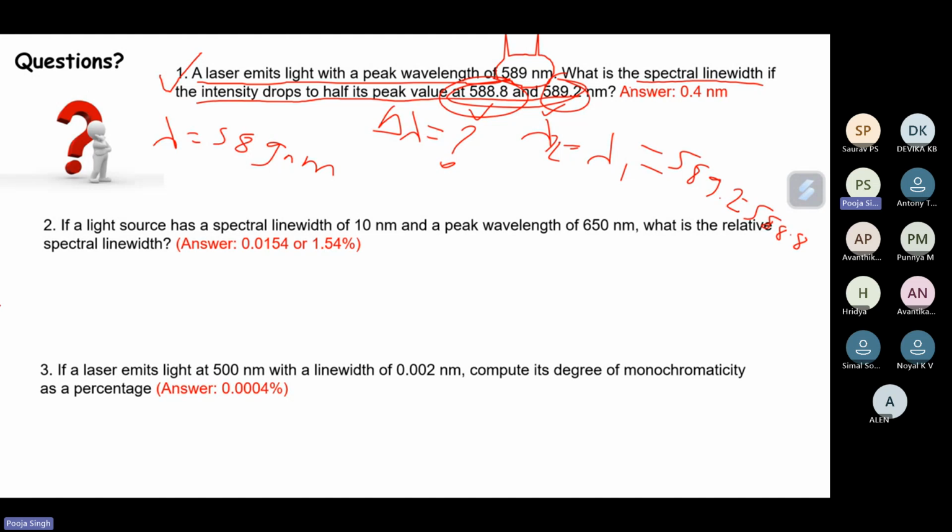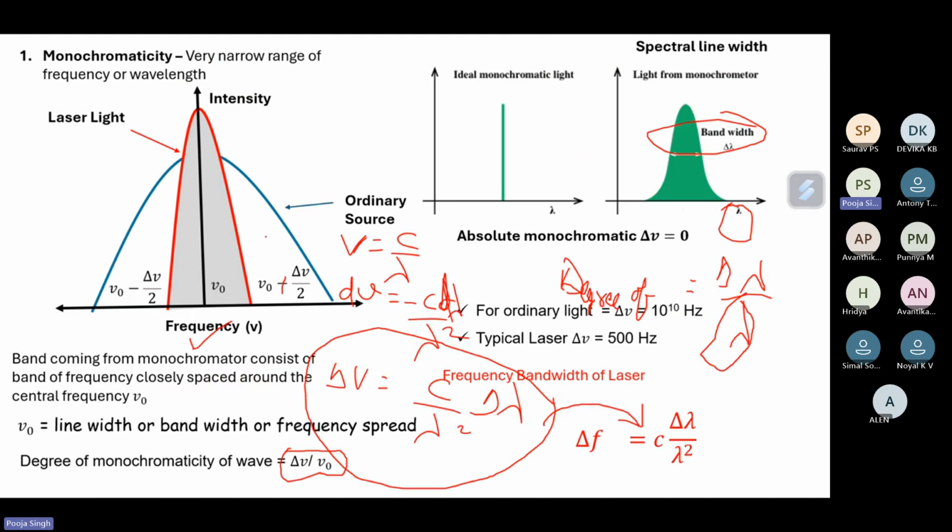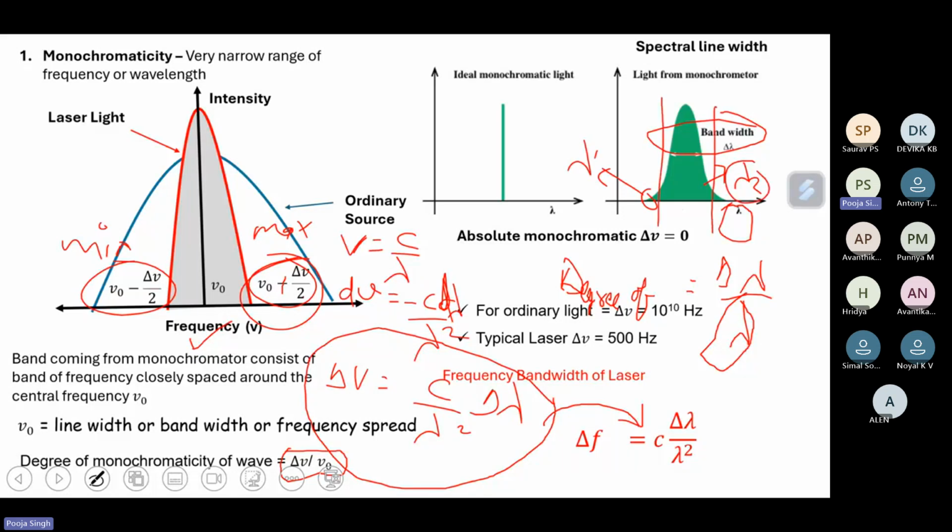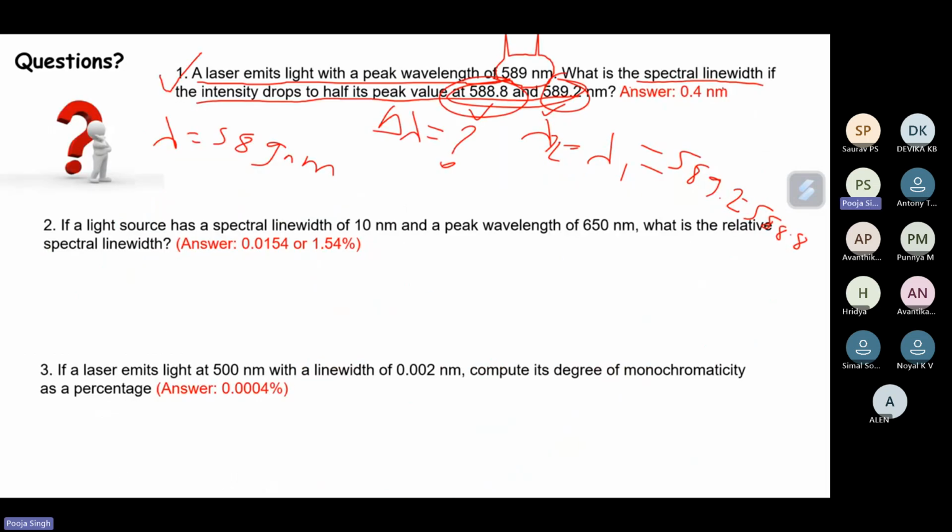Okay, so did you understand or not? From the figure also you can see, let me go to the previous slide. Here, this is the maximum value and this is the minimum value. If you convert this in the form of wavelength, this represents lambda 2 and this line represents lambda 1. So delta lambda you can calculate by lambda 2 minus lambda 1. So this is what it is asking. Once you subtract it, what will come? 0.4 nanometer. And this was the answer for this question.